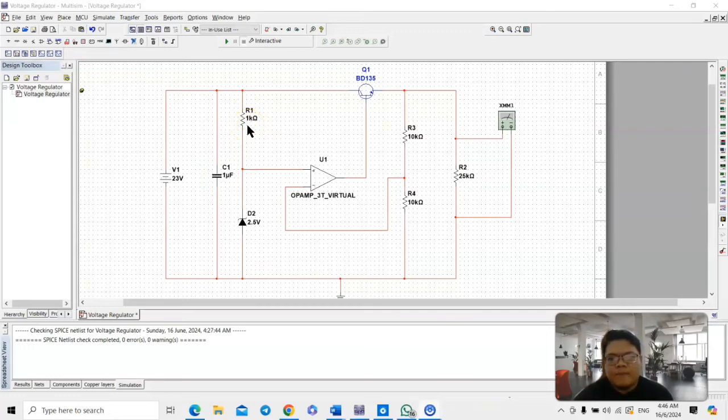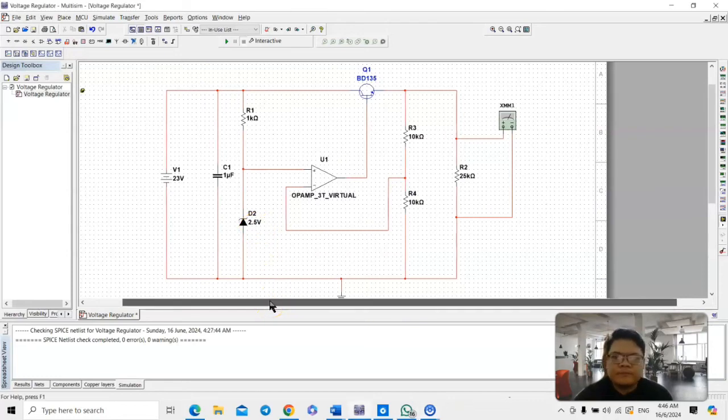Resistor 1 is 1 kilo ohm, resistor 2 or RL is 25 kilo ohm, resistor 3 and 4 are the same value, 10 kilo ohm. Next component is the OM 3T diode. Next component is the transistor BD135, and the last component is the Zener diode. I have set it by calculation to 2.5 volt.